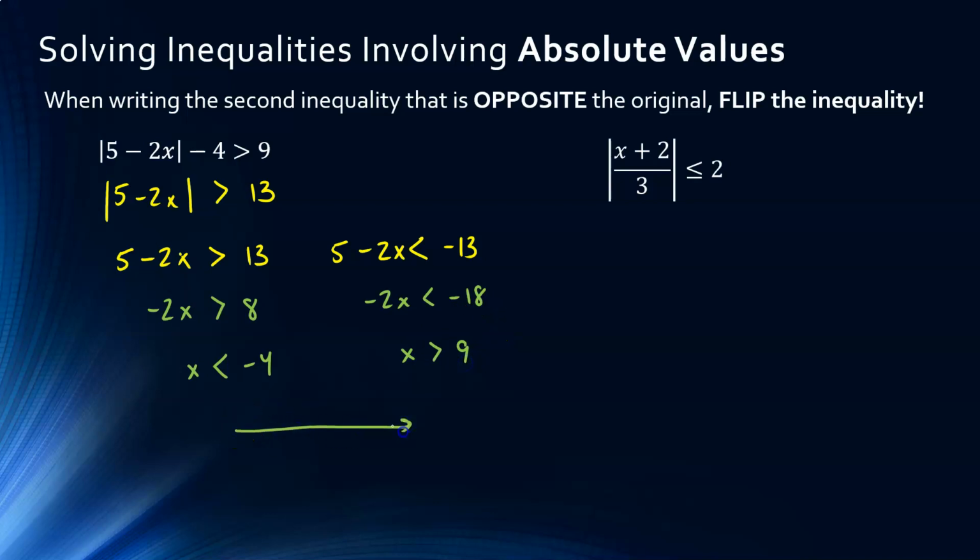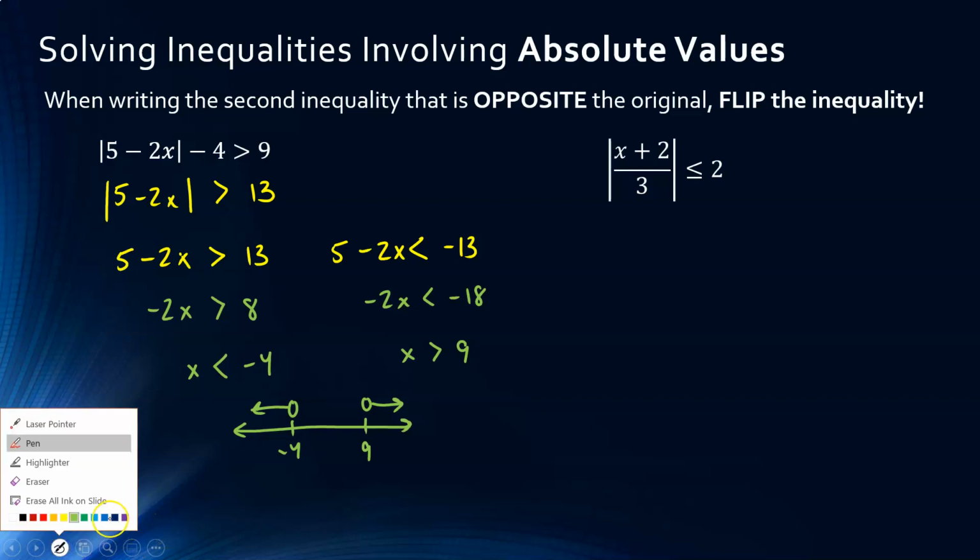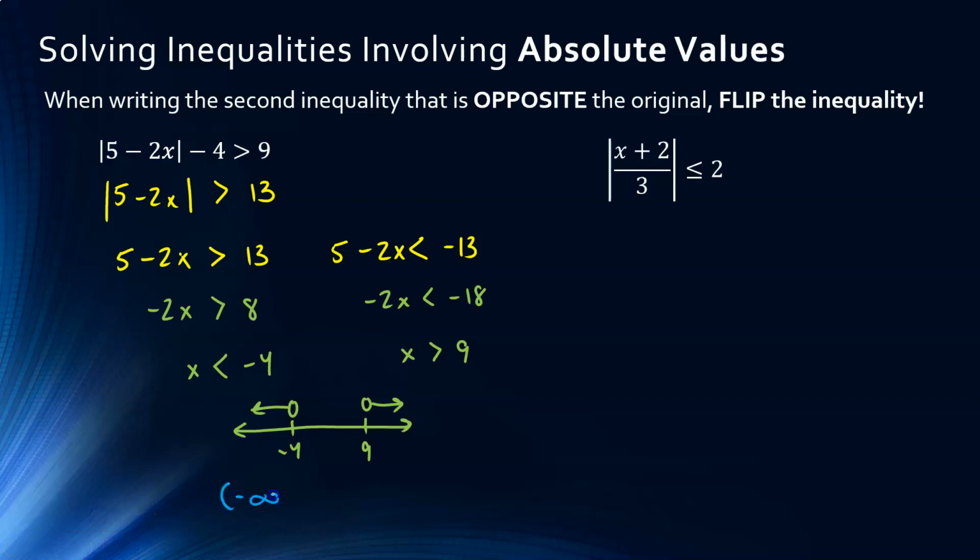So when we're working with these, again, sometimes it's easier to draw a number line. So we're saying it's going to be less than negative 4, but the solutions could also be greater than 9. So our solution set, we would say go from negative infinity to negative 4, and from 9 to infinity. So that would be your solution set for this one.